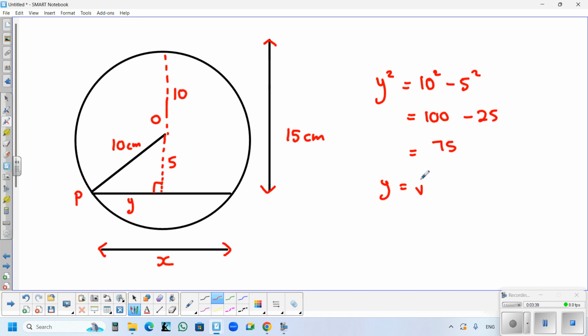So y is equal to the square root of 75, which is equal to 8.66. And it's centimetres, don't forget your units. So x, the distance across, is equal to 2 times 8.66. And that gives us a value of 17.32. And it's in centimetres.